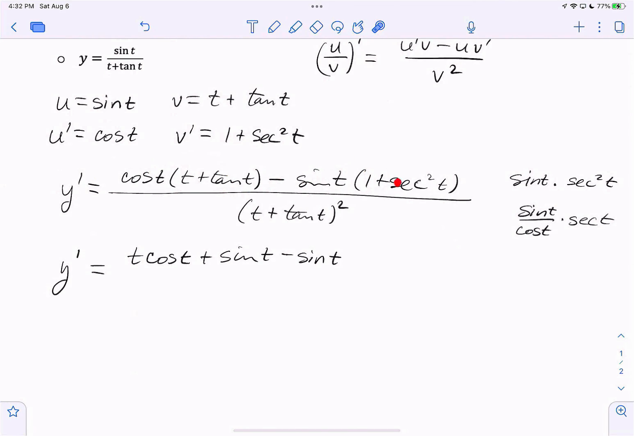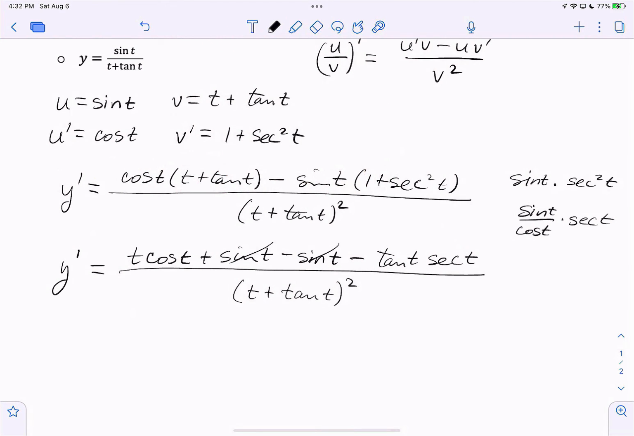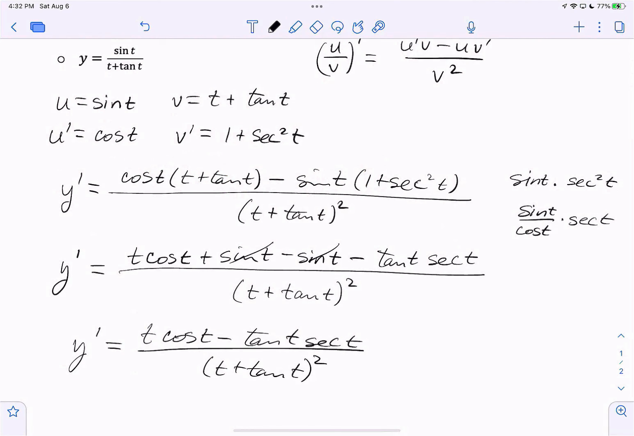I'm also distributing the negative, right? So what I end up with is negative sine of t over cosine of t, which is going to give me the tangent of t, and that's times the secant of t. All divided by, there's nothing to be gained by foiling out the denominator, so t plus the tangent of t quantity squared. The sine of t terms subtract out. Y prime is equal to t times the cosine of t minus the tangent of t times the secant of t, divided by t plus the tangent of t quantity squared.